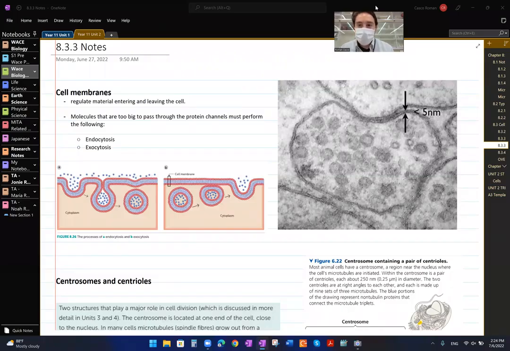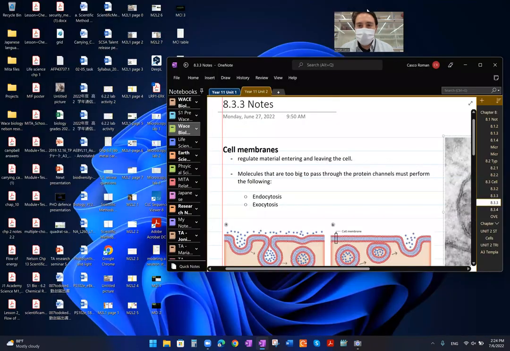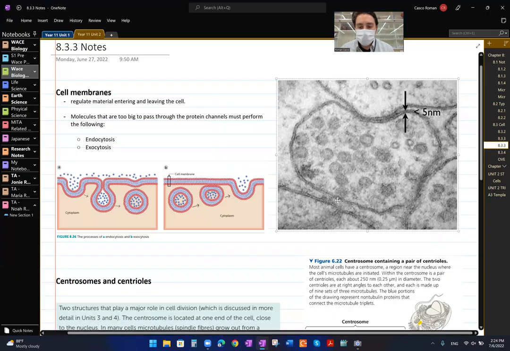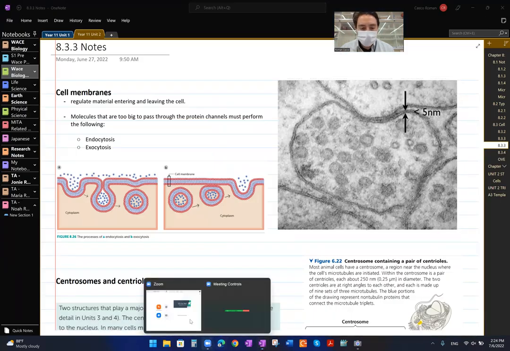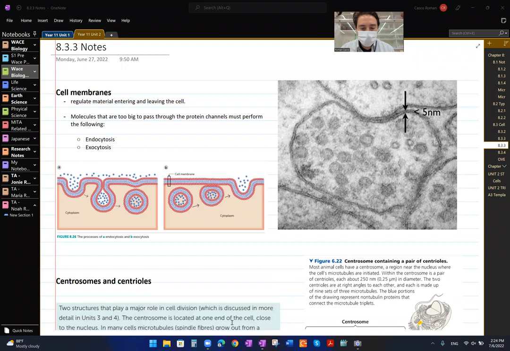Okay, and just check. Oh, I'm still screen sharing. Okay.